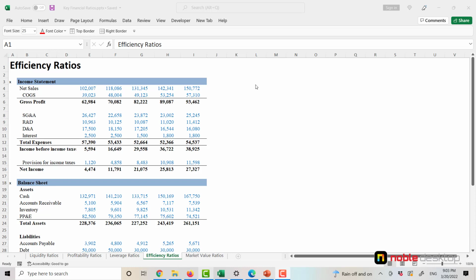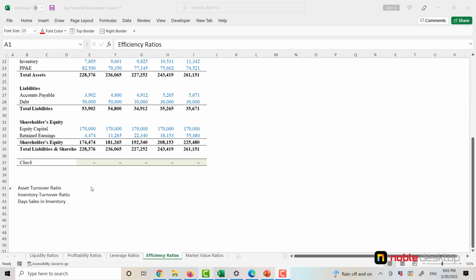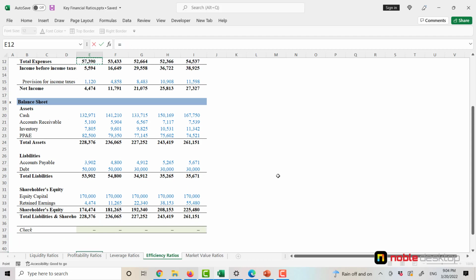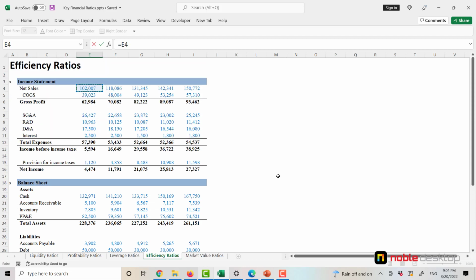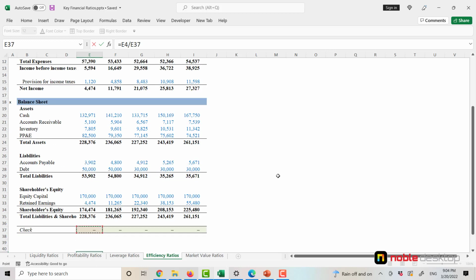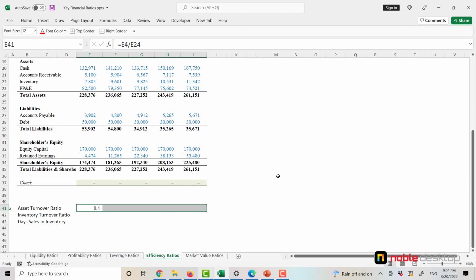So let's calculate efficiency ratios for the given company. We'll start with the asset turnover ratio, which is net sales. So let's go ahead and find net sales here in the income statement, divide by total assets. And we can see that the asset turnover ratio for the given company is from 0.4 to 0.6.